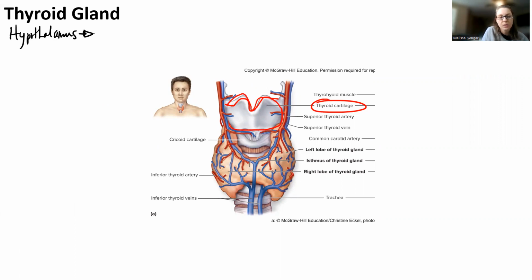The hypothalamus is going to send a releasing hormone down the hypophyseal portal vein to the anterior pituitary gland, which is going to release thyroid stimulating hormone. Thyroid stimulating hormone targets the thyroid gland, right? Remember, it's going to come down these thyroid arteries, supplying those hormones to the thyroid gland. As a result, the thyroid gland is going to make and release two hormones.